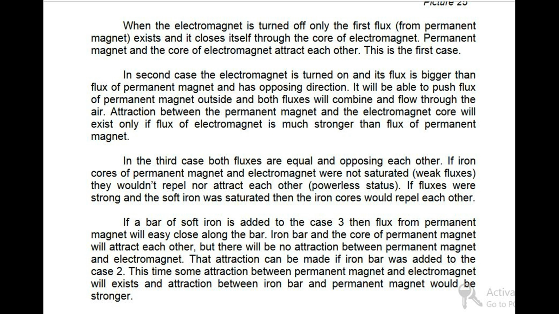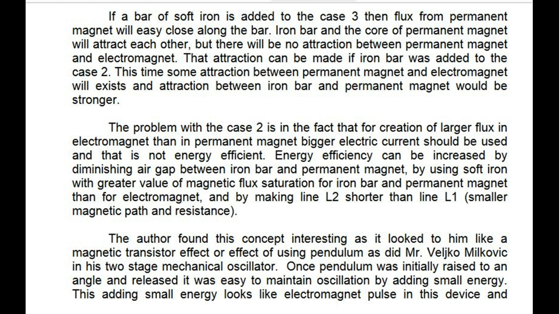The problem with case 2 is in the fact that for creation of larger flux in the electromagnet than in the permanent magnet, bigger electric current should be used, and that is not energy efficient. Energy efficiency can be increased by diminishing the air gap between the iron bar and permanent magnet, by using soft iron with a greater value of magnetic flux saturation for the iron bar and permanent magnet than for the electromagnet, and by making line L2 shorter than line L1, smaller magnetic path and resistance.